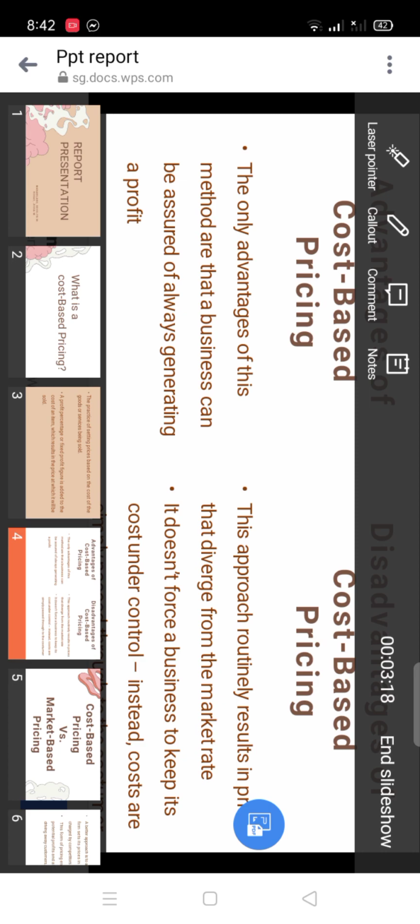Another additional problem with cost-based pricing is that it does not force a business to keep its costs under control. Instead, its costs are simply passed through to the customer.